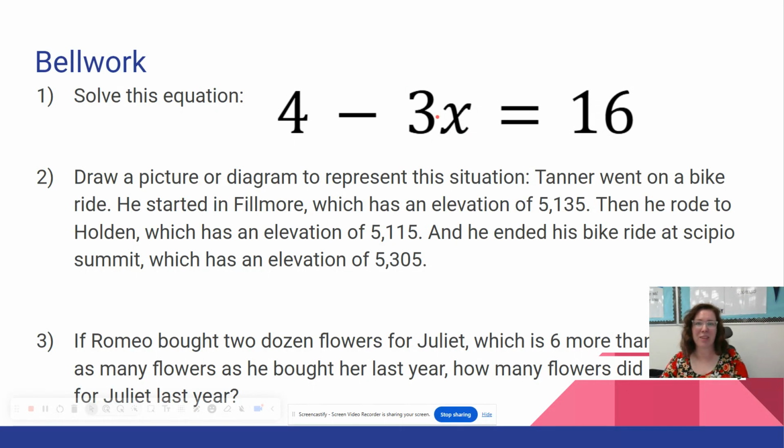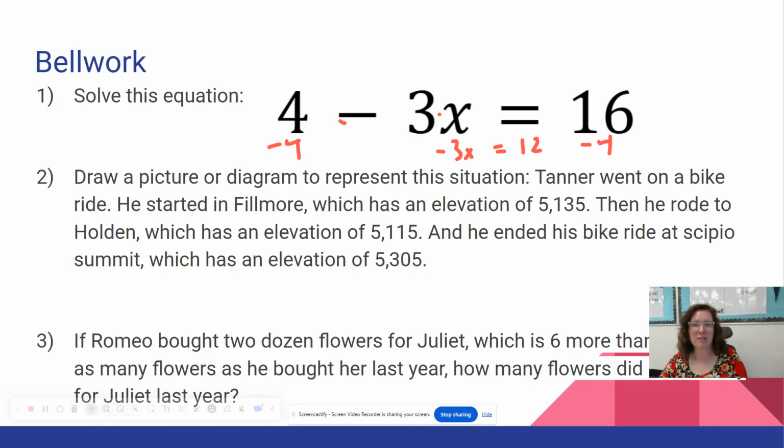So this 3 is directly attached. That's an invisible multiplication sign right there. So we come over to this 4. This is a positive 4. The opposite of a positive 4 would be minus 4 on both sides of the equal sign. So now we have negative 3x equals 16 minus 4 is 12.